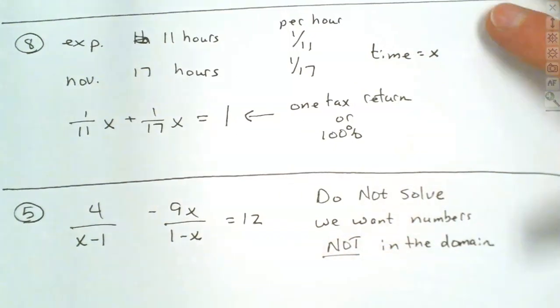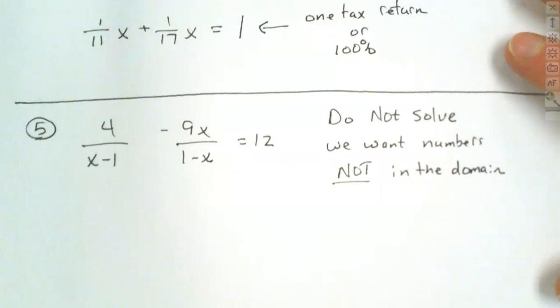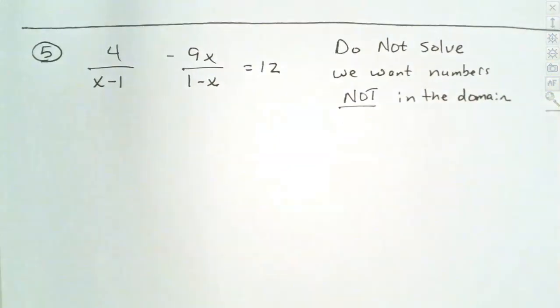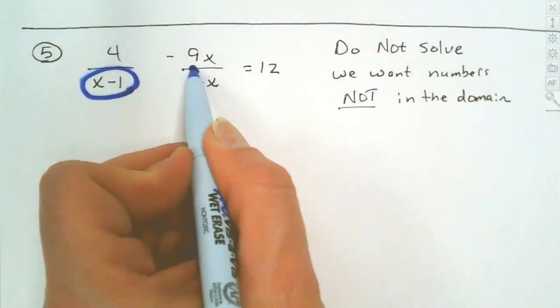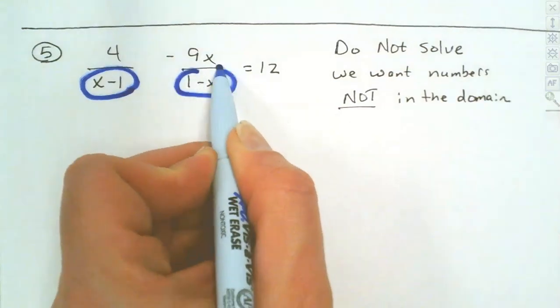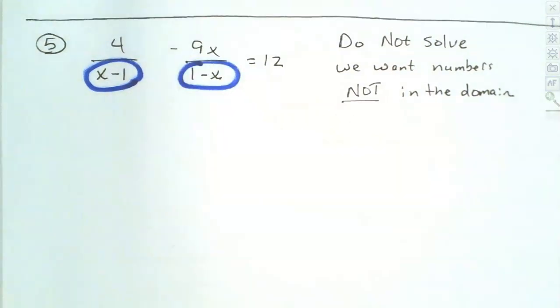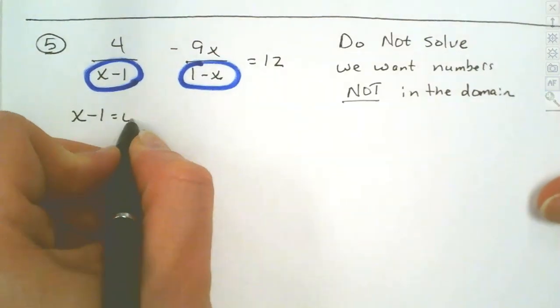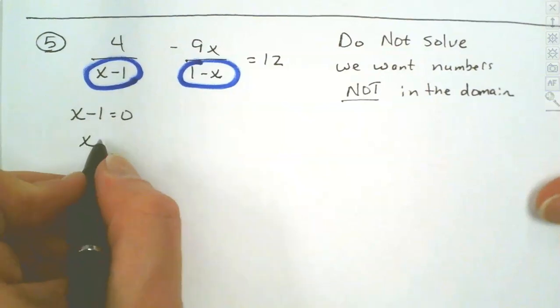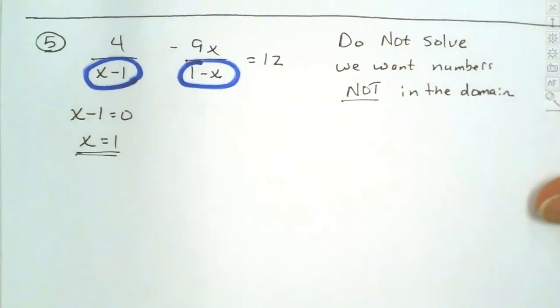Now, how do we find what numbers are not in the domain? Well, we're not going to have to clear fractions. We're not going to do any of that. For the numbers that are not in the domain, we set our denominators equal to what? 0, and solve. That's it. So what numbers are not going to be in the domain? Well, x minus 1 equals 0. So one number that's not in the domain is 1.